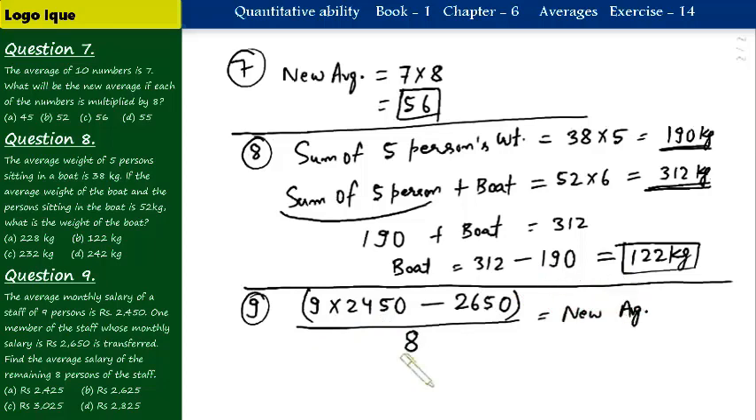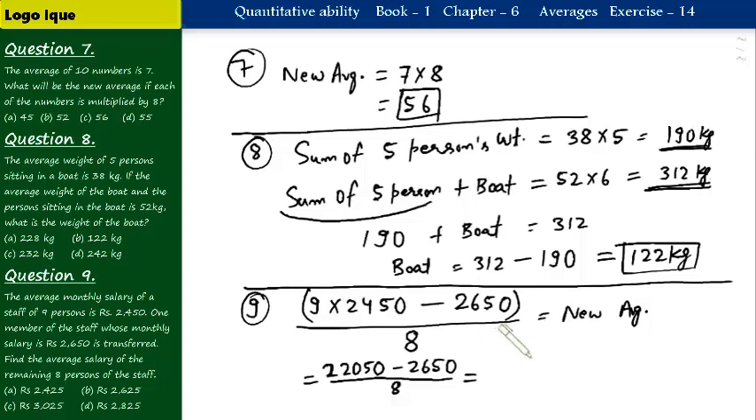I'll repeat. The original average was 2450 for 9 people. So the total sum of 9 people would be 9 into 2450. Subtract for one person who is going away, that is 2650 subtracted. This is the total sum of 8 people divided by 8 to get the new average. So 9 into 2450 would be equal to 22050, which is the total sum, minus 2650, divided by 8.